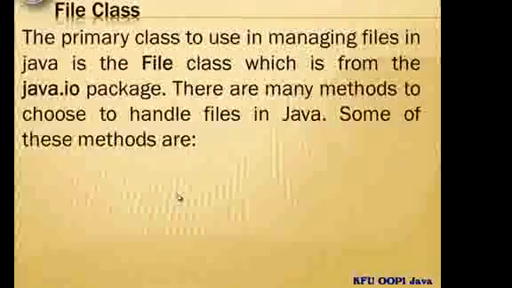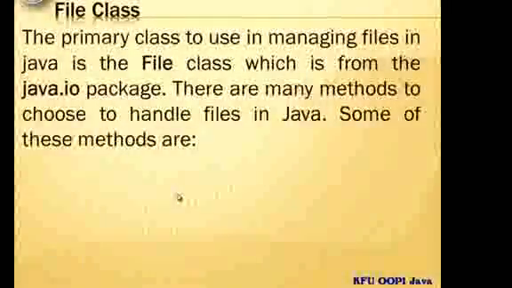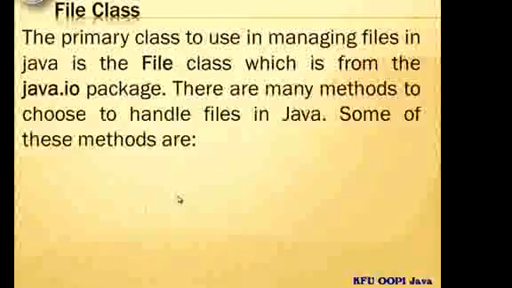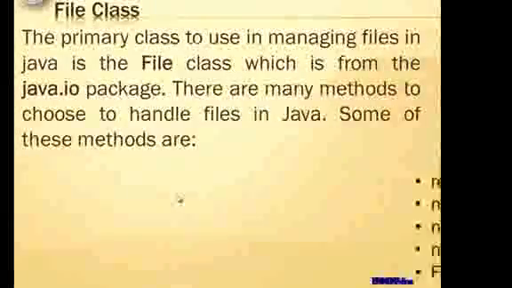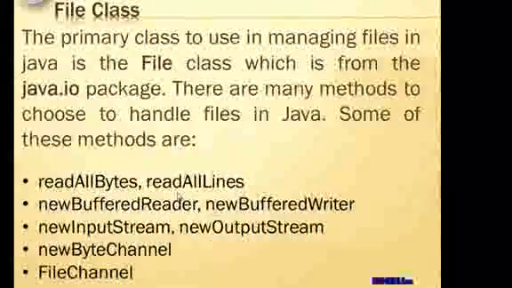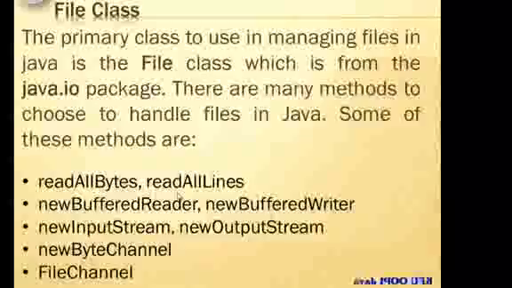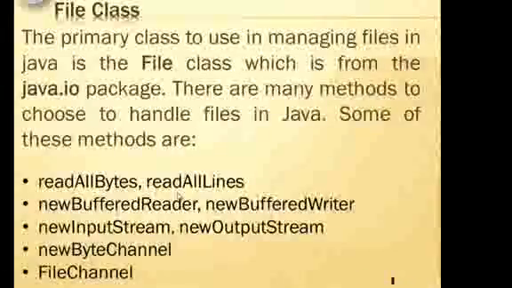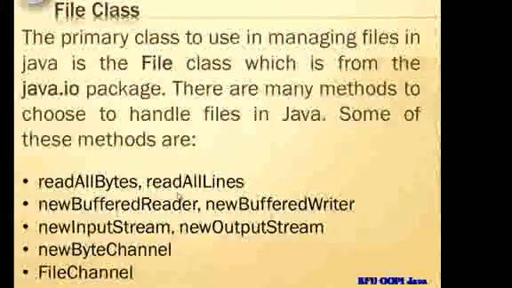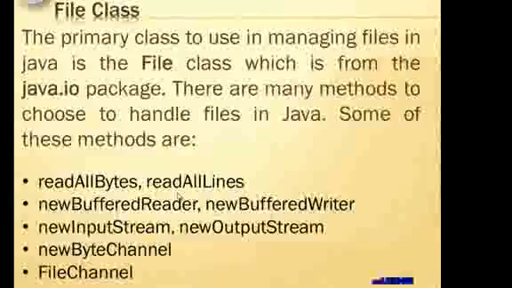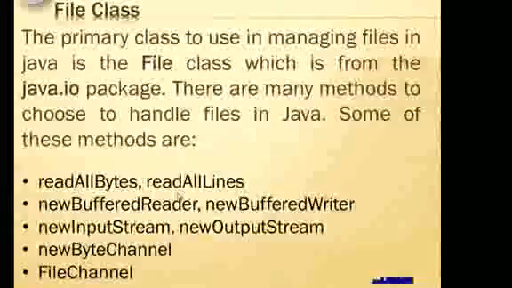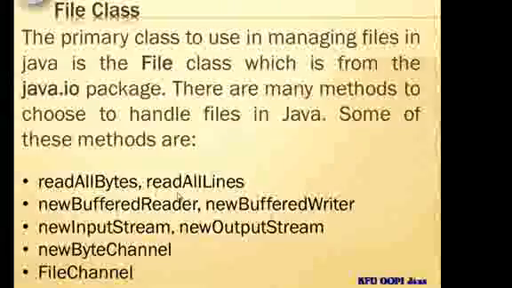The primary class to use in managing files in Java is the File class, which is from the java.io package. There are many methods to choose from to handle files in Java. Some of these methods are readAllBytes and readAllLines for small files, newBufferedReader and newBufferedWriter for text files, newInputStream and newOutputStream for streams, which can be used with existing APIs also, newByteChannel for channels and byte buffers, and FileChannel for file locking and memory-mapped I/O.